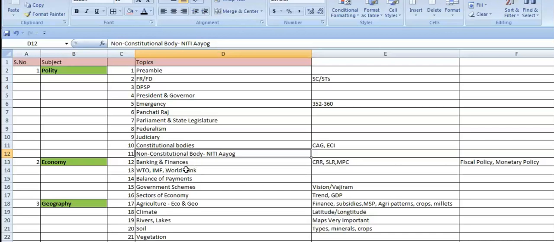Next one is the WTO, the IMF, the World Bank, and the big giants in finance, the World Economic Forum. All these things you have to follow and see what India's role is in that. Next one is balance of payments. This is very, very important.